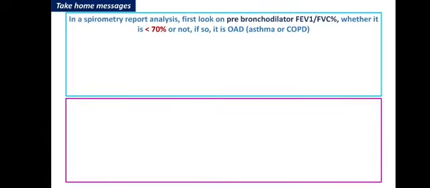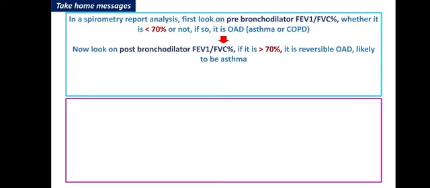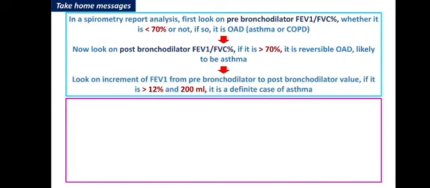Take home message: in spirometry report analysis, first look at the pre-bronchodilator FEV1-FVC percentage, whether it is less than 70% or not. If so, it is obstructive airway disease, maybe asthma or COPD. Next, look at the post-bronchodilator FEV1-FVC ratio. If it is more than 70%, it is reversible obstructive airway disease, likely to be asthma. Next, look at the increment of the FEV1 actual value from pre-bronchodilator to post-bronchodilator state. If it is more than 12% and 200 ml, it is a definite case of asthma.